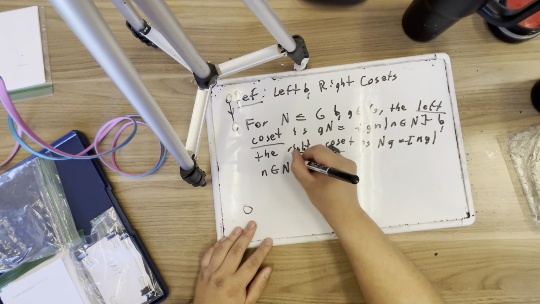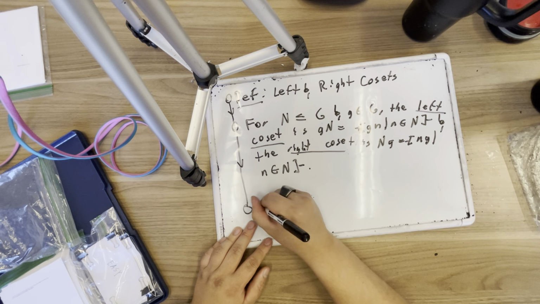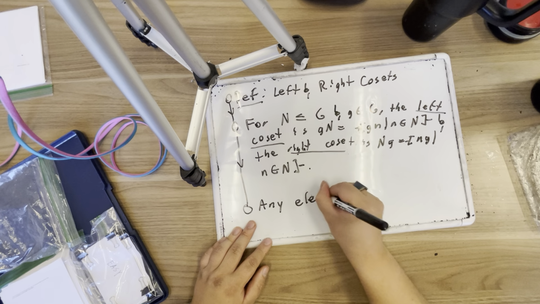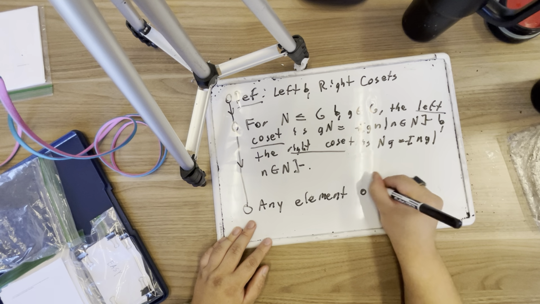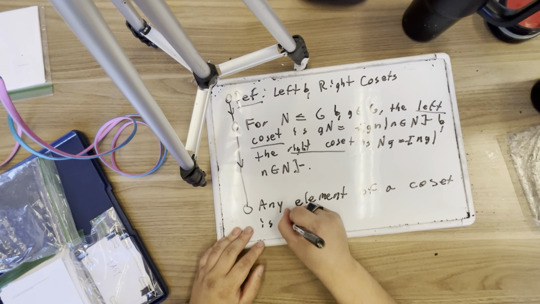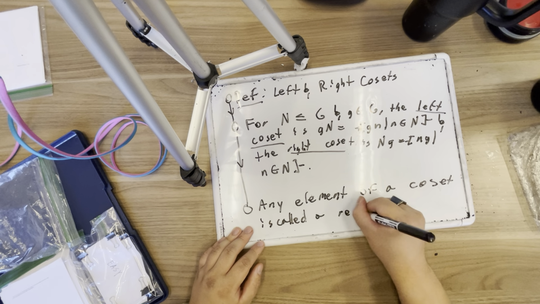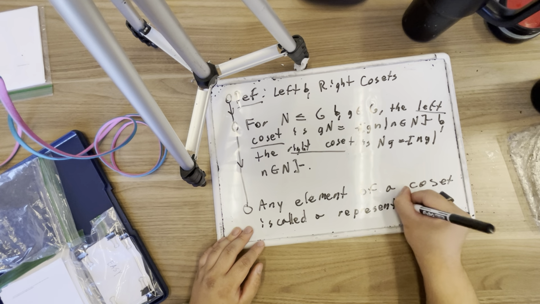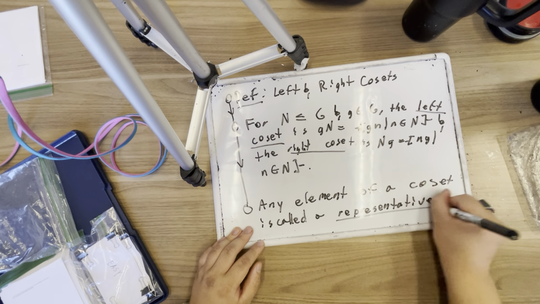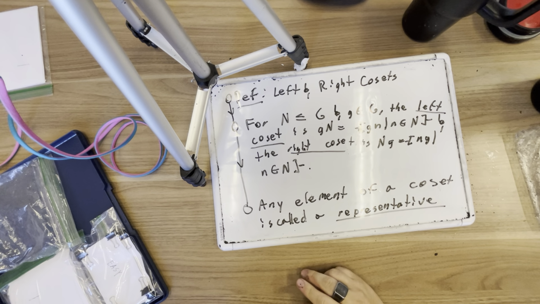All right, and how do I say this? Any element of a coset is called a representative. All right, so that's it for that definition. Now let's move on to a proposition.